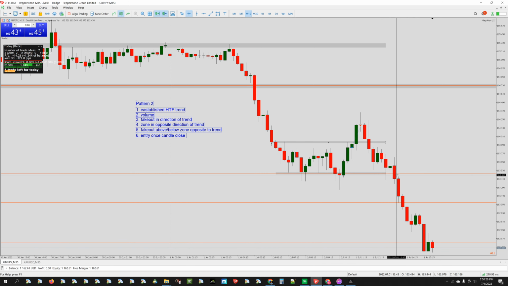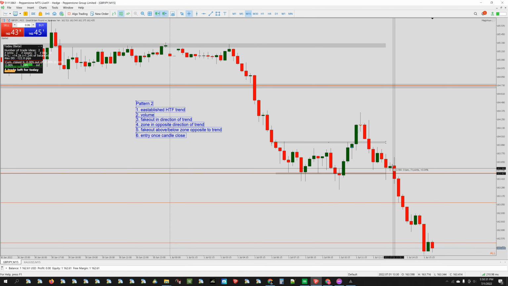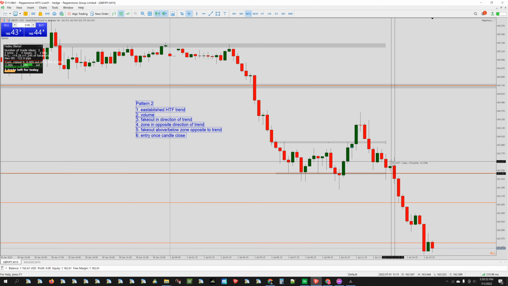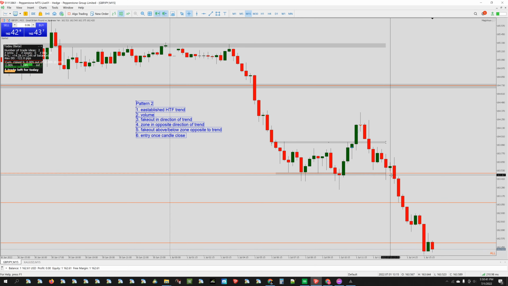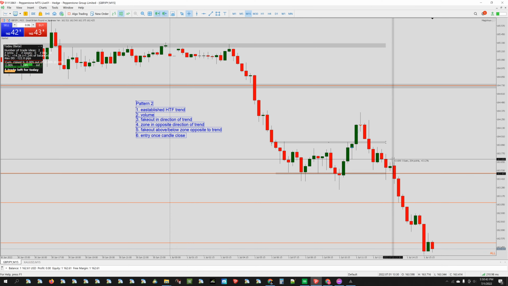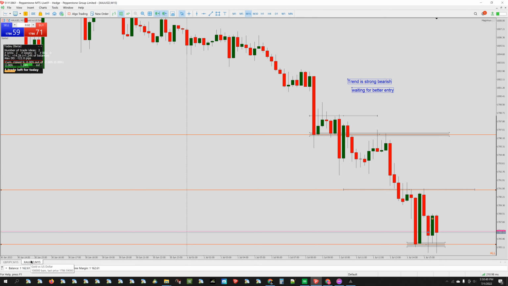There was an excellent trade in GBP that I have missed, and this trade was missed when we were off the stream, else I would have captured it, and this trade was like 100 pips of drop. At this point we are just waiting, we are waiting to see.